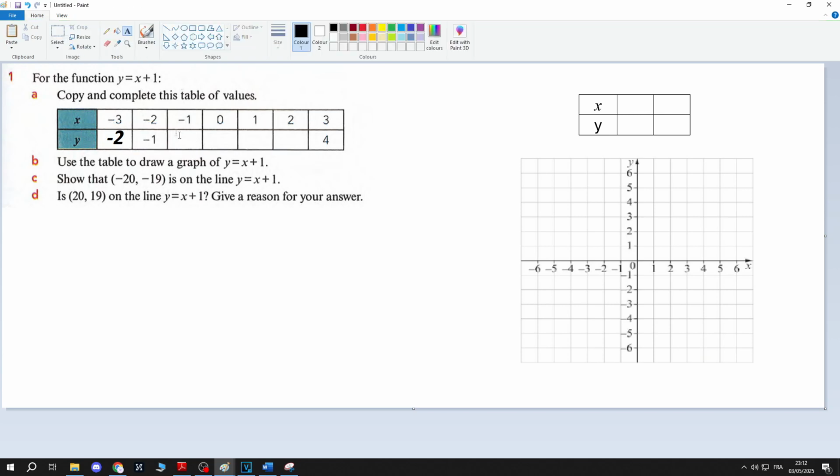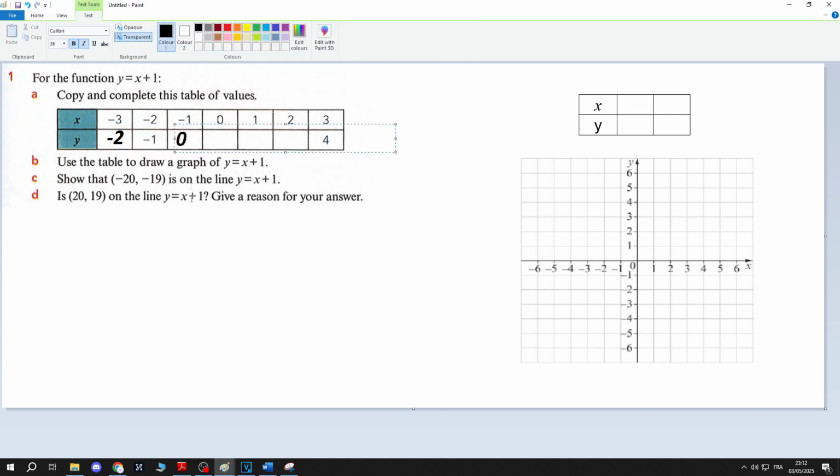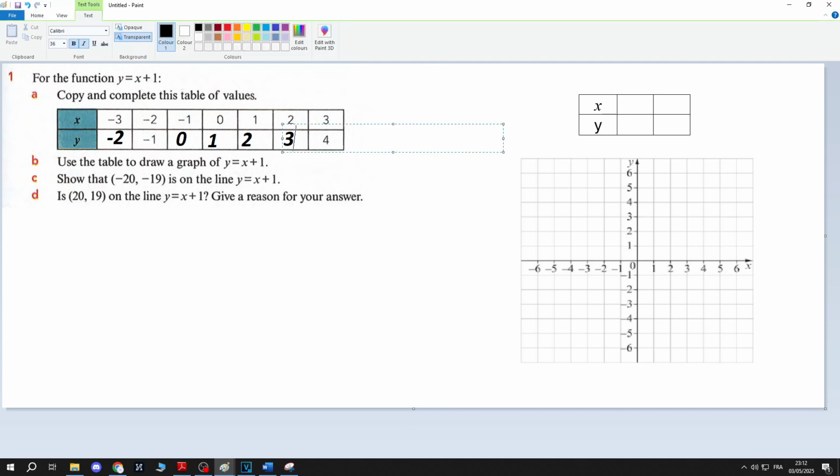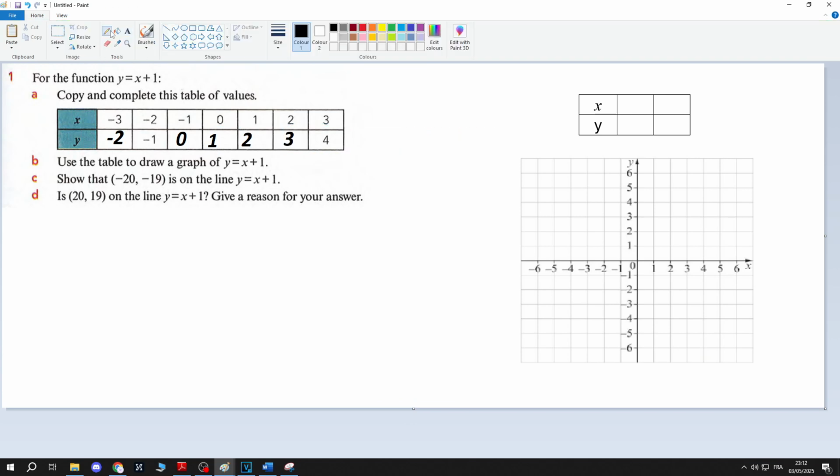If x is -1, -1 plus 1 is 0. If x is 0, that's 0 plus 1 gives me 1. 1 plus 1 is 2. And 2 plus 1 is 3. And then I will have to plot all of my points. Isn't that right? So let me try to do that right now. So I'm plotting all of my points. Okay? -3, -2. So right over here.